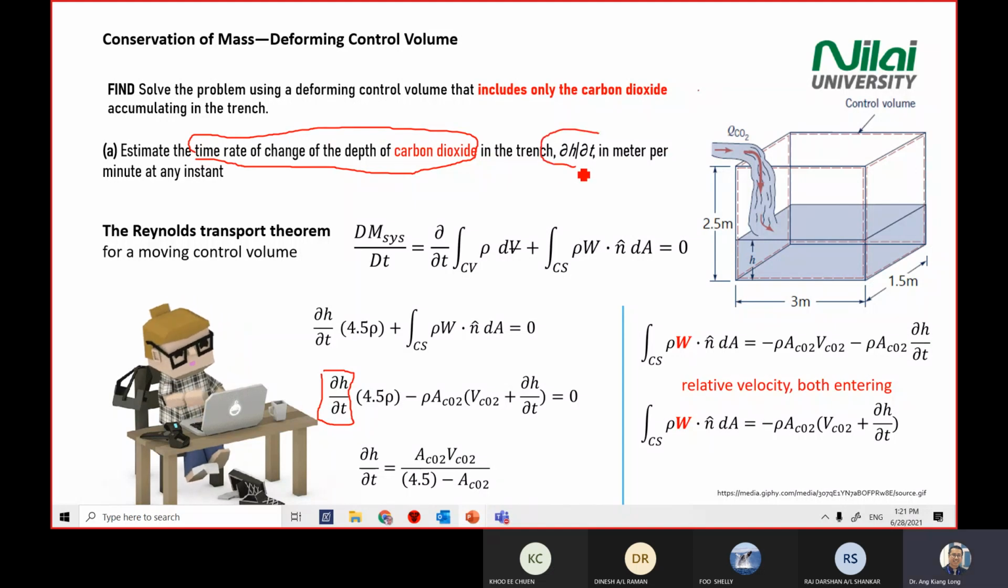In the question, it helps you a little bit. You need to find del H over del T. So you rearrange the whole thing. You'll get del H over del T equal to A of your CO2. Again, now we're focusing on CO2 and velocity of CO2, 4.5 rho. And in this case, we take out the rho. Okay, we take out the rho already, because rho is a constant value. All right. So you can move left to right, it becomes 0, or you can just cancel the rho.